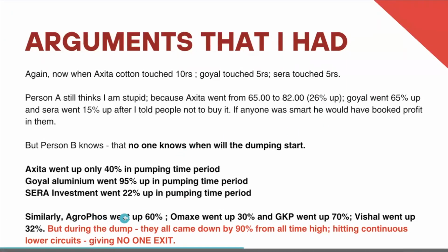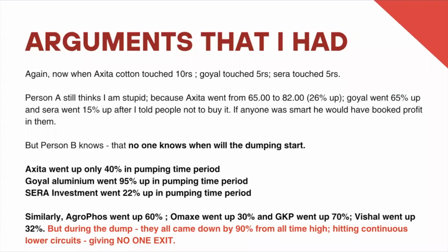Agrophos India went up 60% before the dump started. Omax Limited went up 30% before the dump started. GKP went up 70%. Vishal Fabric went up 32%. Akshita Cotton went up 26%. Goel Aluminium went up 65%. And Sera Investment went up only 15%. Okay, so nobody knows when the dumping will start.